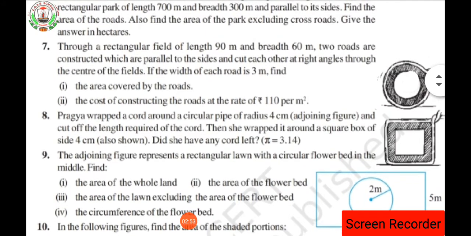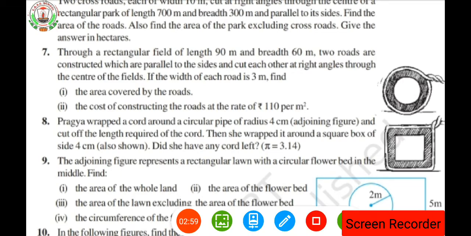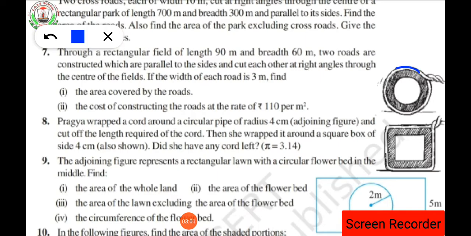Okay. Now in the 8th question, what is said? Pragya wrapped a cord around a circular pipe of radius 4 centimeter. This one is the circular pipe and its radius is given as 4 centimeter. Clear? And she cut off the length of the cord. After having that cord, she cut the length of the cord.